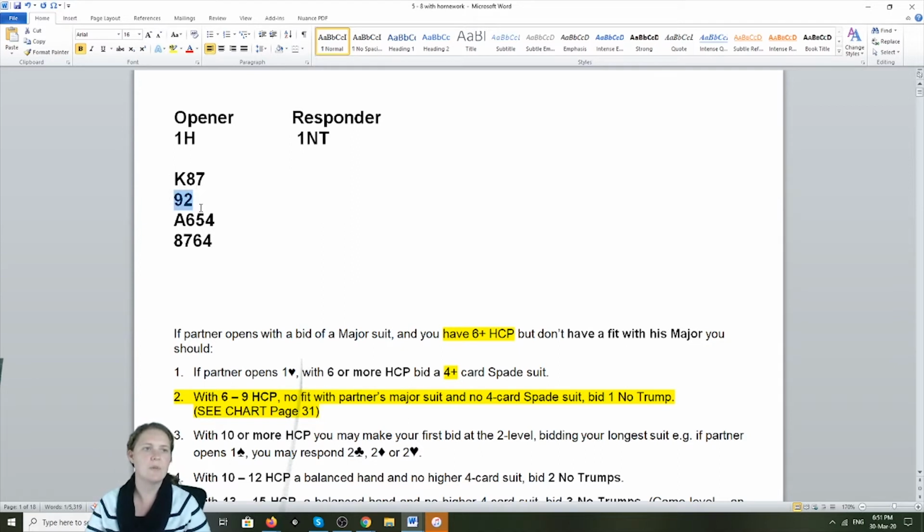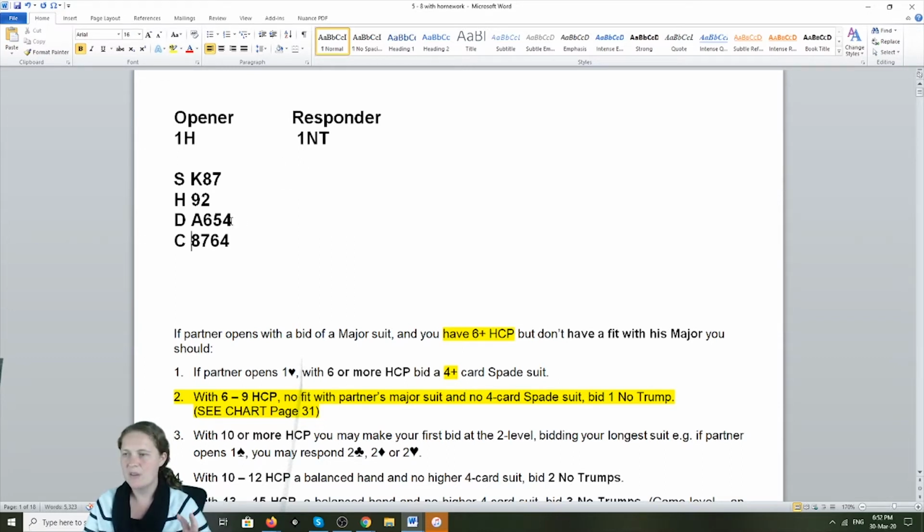I don't have a fit with my partner. I've only got 2 cards in hearts. Then we look into, do I have 4 cards or more in spades? No, I don't. That means I can't bid 1 spade. So my correct bid to make is going to be 1 no trump. So that's one where we'd want to respond 1 no trump.